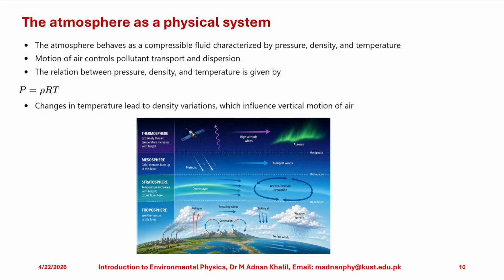The atmosphere behaves as a compressible fluid characterized by pressure, density, and temperature. Motion of air controls pollutant transport and dispersion. The relation between pressure, density, and temperature is P = ρRT. Here P is pressure, ρ is density, R is the gas constant, and T is temperature. This means if temperature increases, density decreases, and warm air rises.